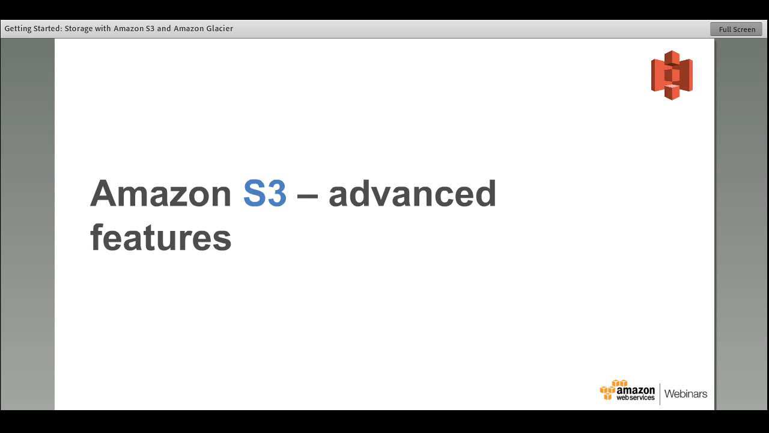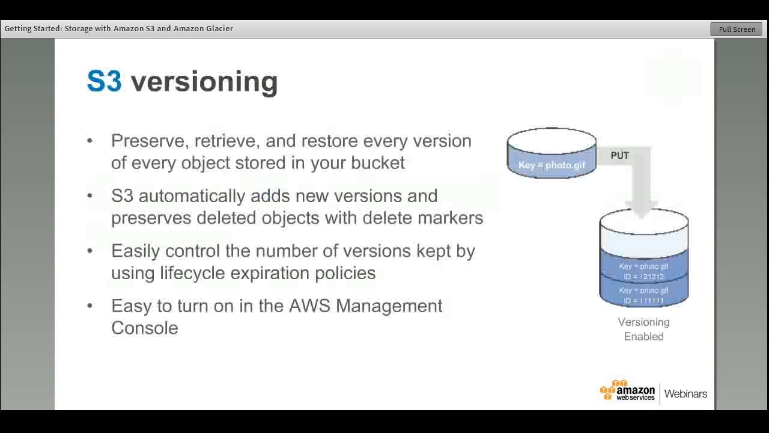Let's dive into some more advanced S3 features. S3 versioning is a very important feature. It augments S3's extreme durability and high availability with a measure of logical data protection. Once turned on, S3 will keep a version of all changed objects to protect you from human error or data corruption. So basically a logical level of data protection.